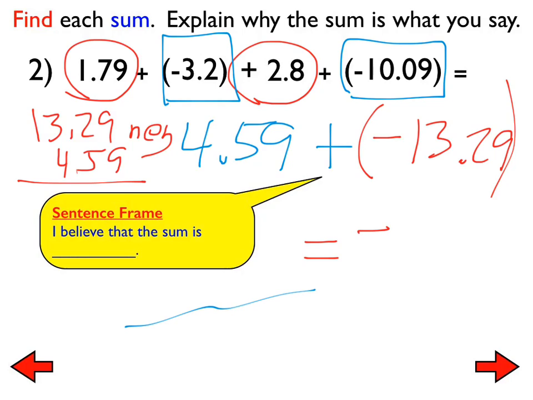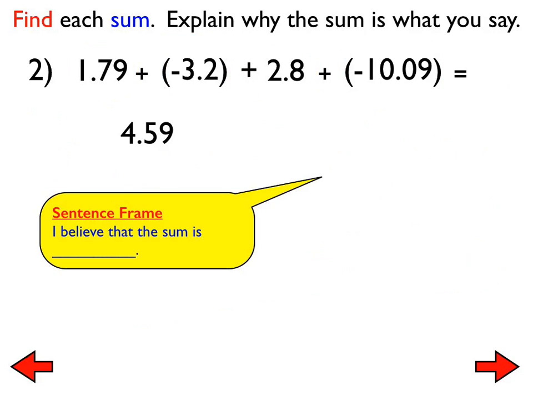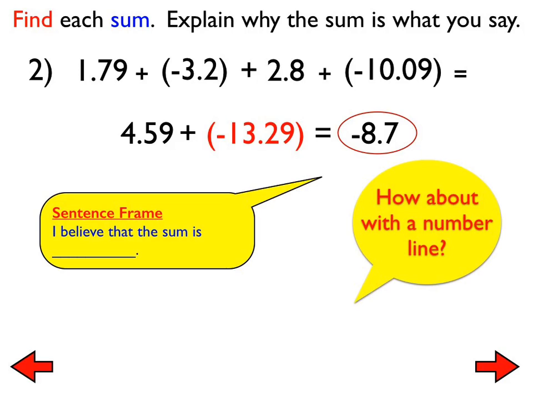Ella? Negative 8.70. Say that again. Negative 8.70. Do we need the zero at the end? How would we say that the correct way? Negative 8 and 7/10. Okay, very good. And we'll work on the sentence frame a little more for number 3 and number 4, but I believe that the sum is negative 8 and 7/10. Gather your positive numbers together, gather your negative numbers together, and then compare them. All right, everybody, please try number 3.